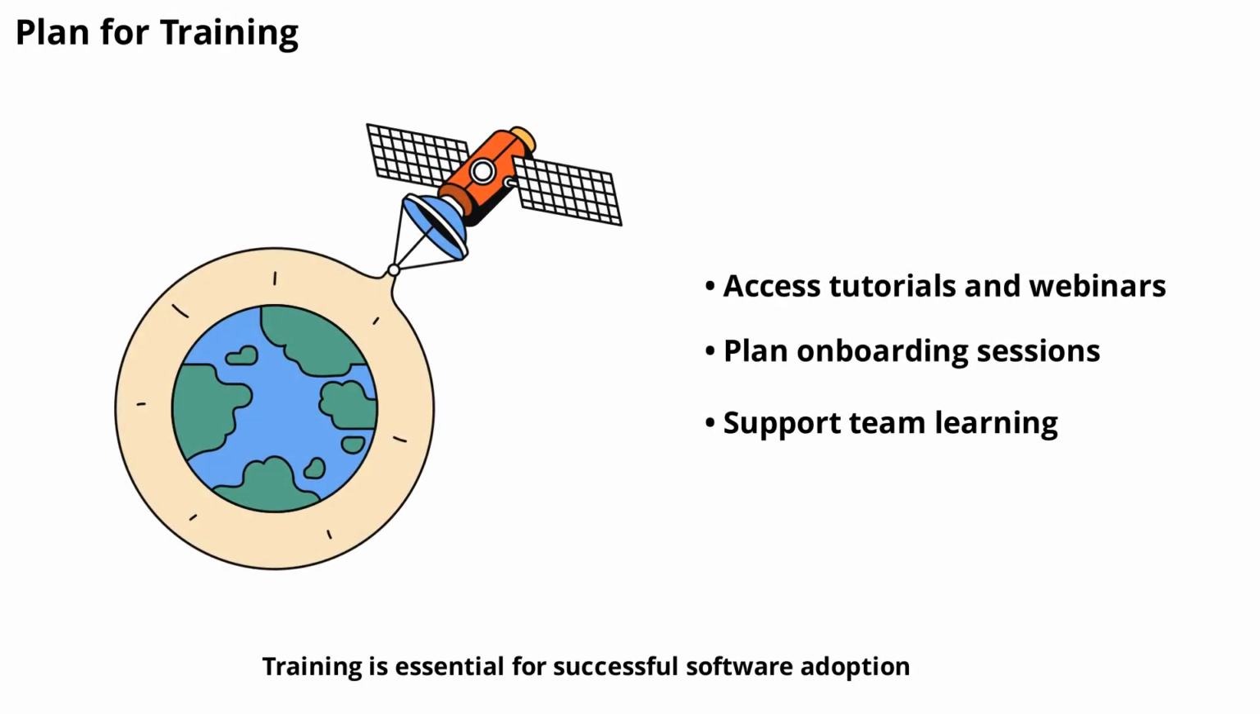Training is essential for successful software adoption. Ask vendors about available training resources, such as tutorials, webinars, or in-person sessions. Plan how you'll onboard your marketing team and ensure everyone is comfortable using the new system. Well-planned training reduces frustration and helps your team get up to speed faster.